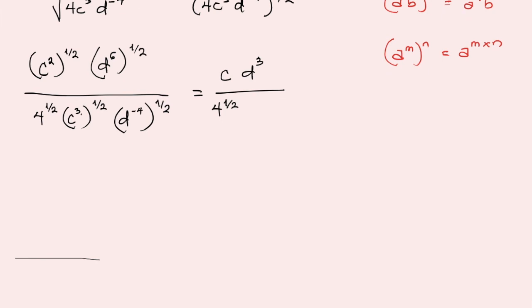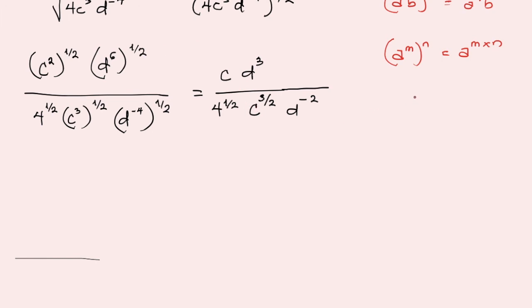And c cubed multiplied by half is going to be half of 3, and that's going to be c raised to 3 over 2. And minus 4 multiplied by half is going to be d raised to power minus 2. So we'll have to solve for c and d separately, because those are the common bases that we have.